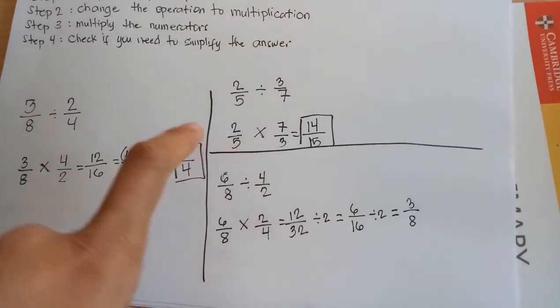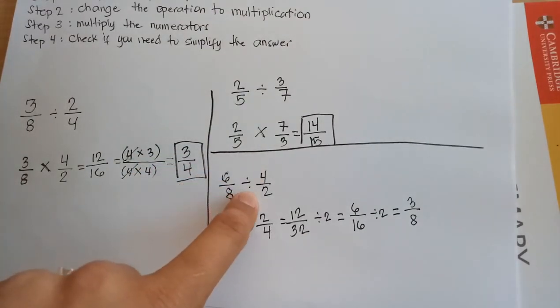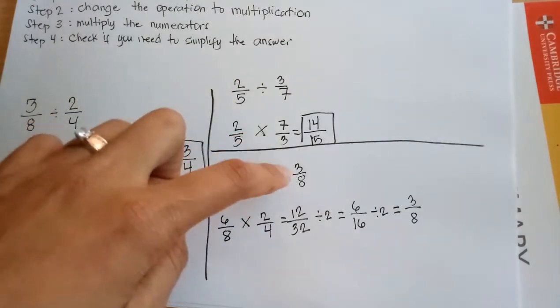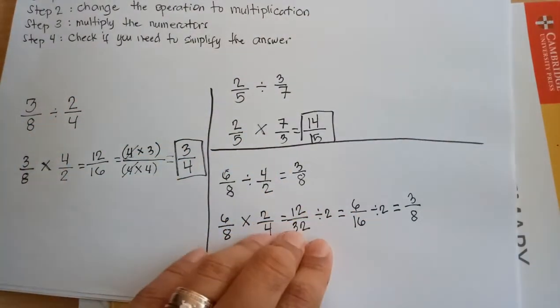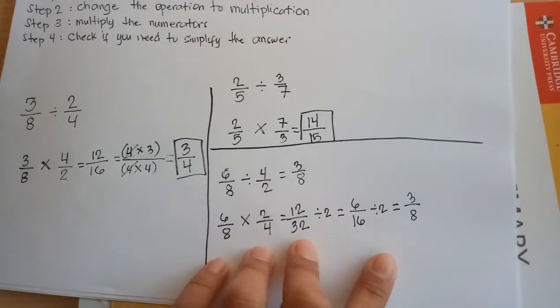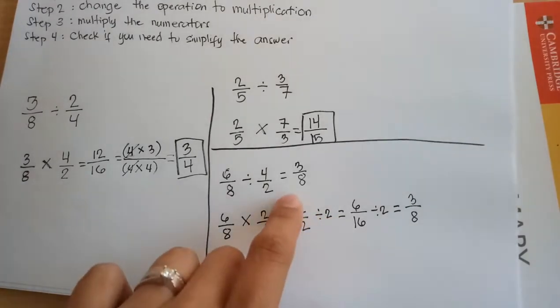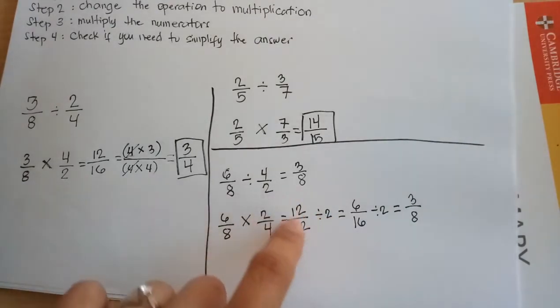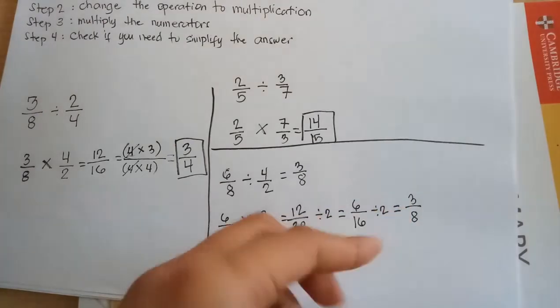So therefore 6/8 divided by 4/2, the answer is 3/8. Okay? To simplify the answer, please always simplify your answer when you need to. You can always start small like this one. If you see it's an even number or both are even numbers, you can divide it by 2 and then check the answer. If you can still simplify it again, then you divide it again.